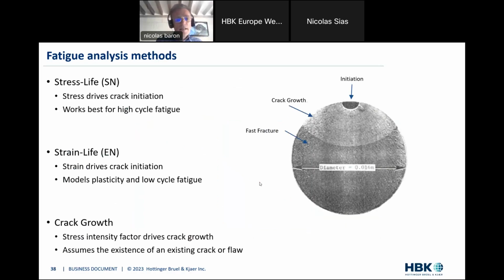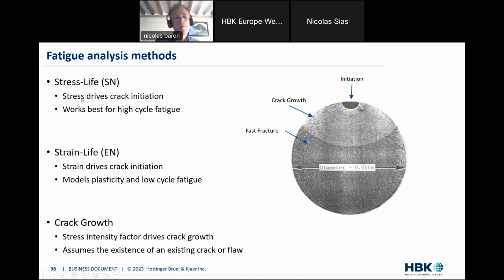So to reiterate, three main methods for calculating fatigue. We have the stress life. This is the historical approach. So if you have done some fatigue calculation already, chances are you've used the stress life and the Wöhler curve, because that's the very well-known historical approach towards fatigue. What do we say with stress life? We say that what really drives the crack and what drives the fatigue failure is the stress value, hence the name stress life.